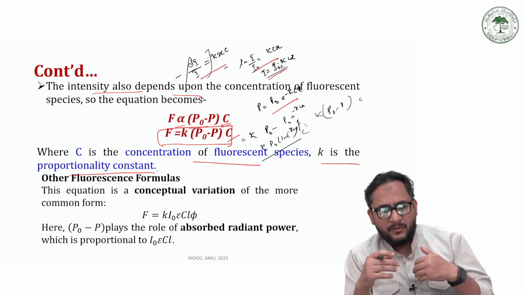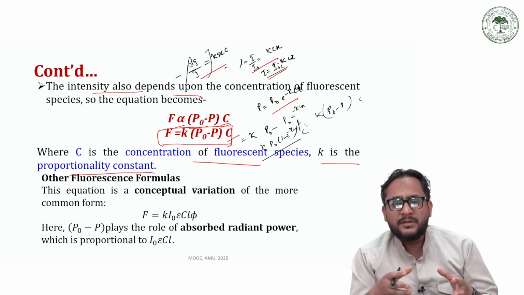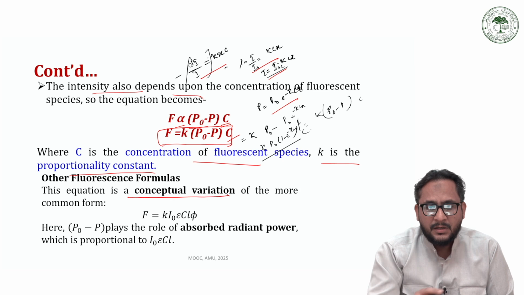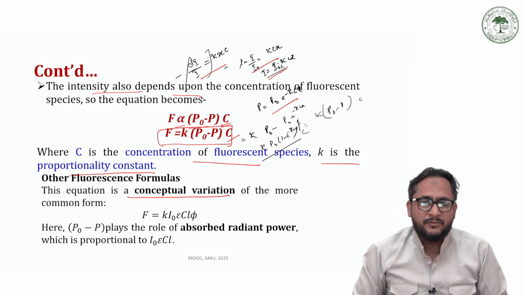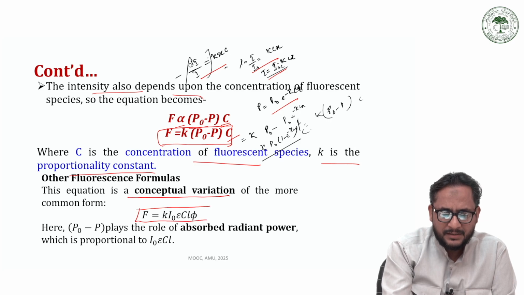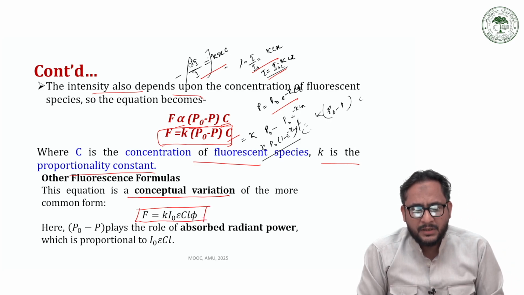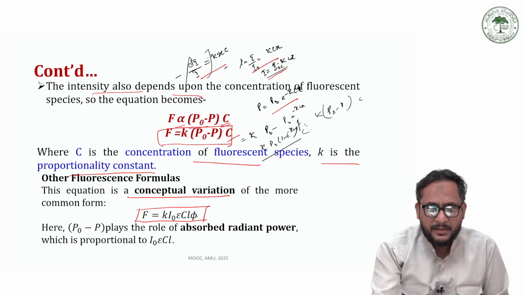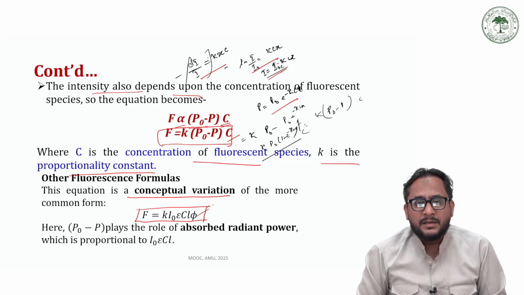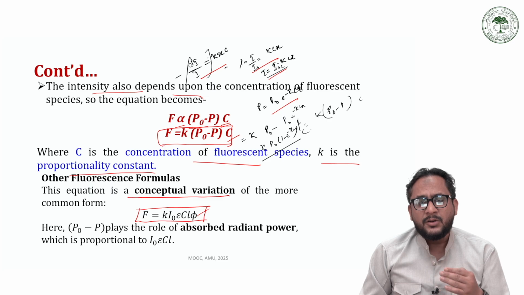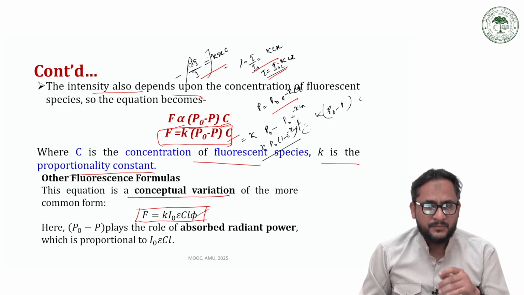Now upon further solving this particular equation, we have some more conceptual representation of the intensity of fluorescence light. In one case, the intensity of fluorescence light is equal to K I naught epsilon C L and phi, where phi is the quantum yield, which is defined as the ratio of intensity of emitted light to the intensity of absorbed light.